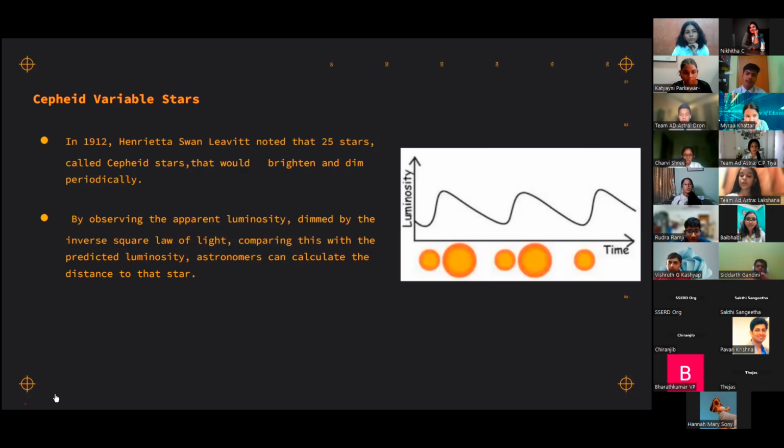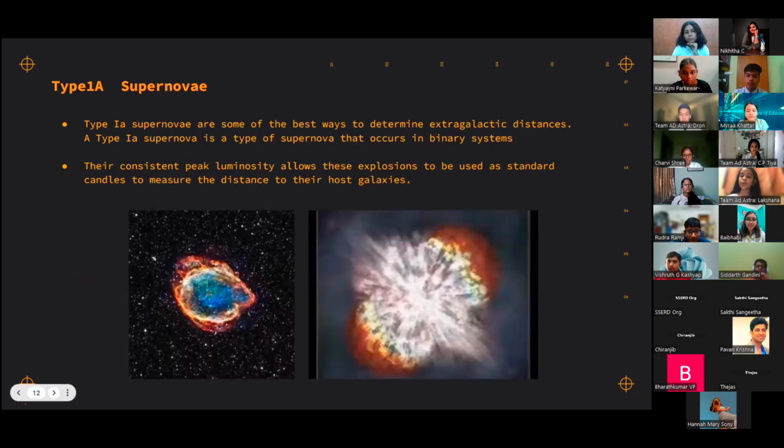Type 1a supernovae are a special type of supernovae as their light curve exhibits a sharp maximum. Type 1a supernovae are some of the best ways to determine extragalactic distances. It is a type of supernova that occurs in a binary system, which is two stars orbiting one another, in which one of the stars is a white dwarf. Their consistent peak luminosity allows these explosions to be used as a standard candle to measure the distance to their host galaxies.